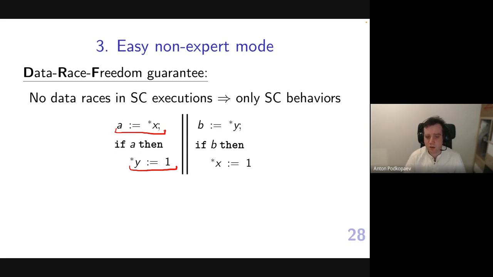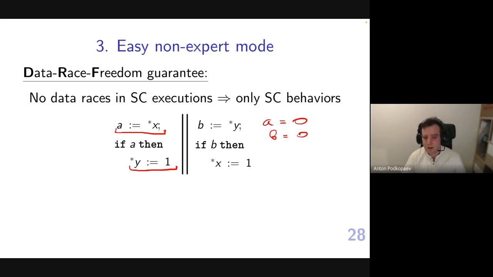In both cases, you'll get the value 0, because this is what is written to memory initially. And after that, you won't be able to continue by going to the then branch of the ifs in both cases. So the only outcome of this program in sequential consistency is A equal to 0, B equal to 0. So in this program, there is no data race in terms of sequential consistency.